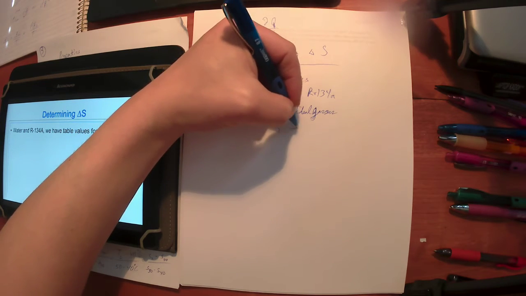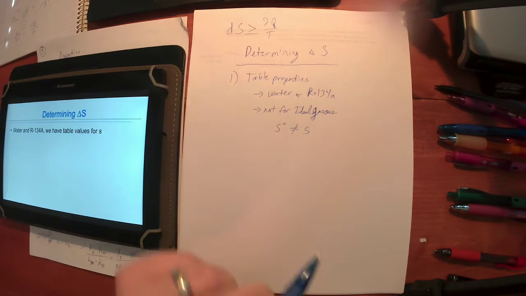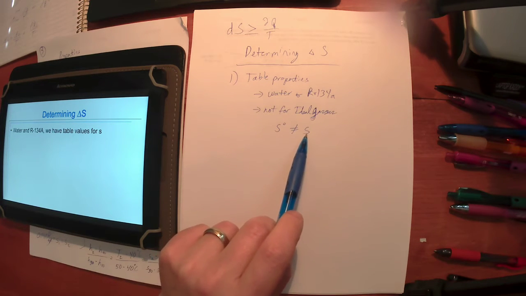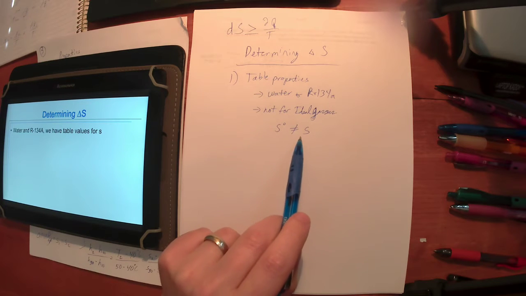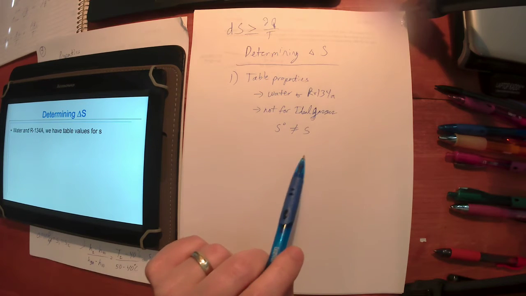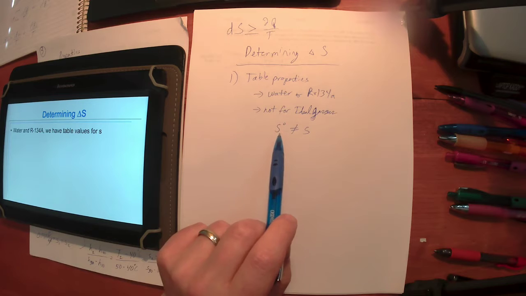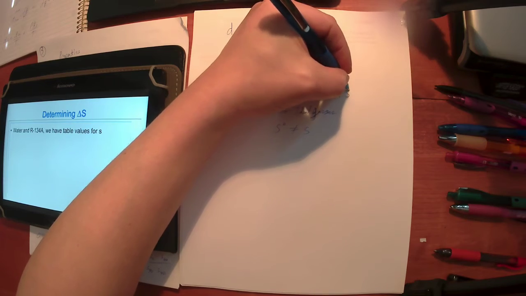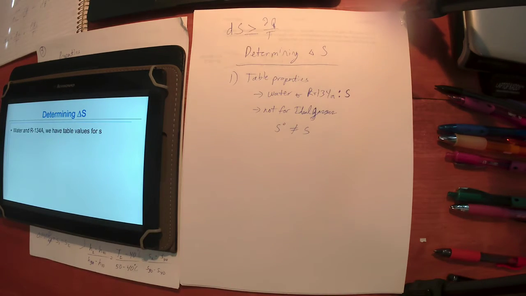That doesn't work here for entropy, though. The ideal gas tables will give you this s° or s circle value. That is not s. We will probably talk about this next time. We're not going to get to this today. But just to mention, they don't give you an s value, they give you an s° value. Water and R134a tables will give you an actual entropy value, an actual s value.